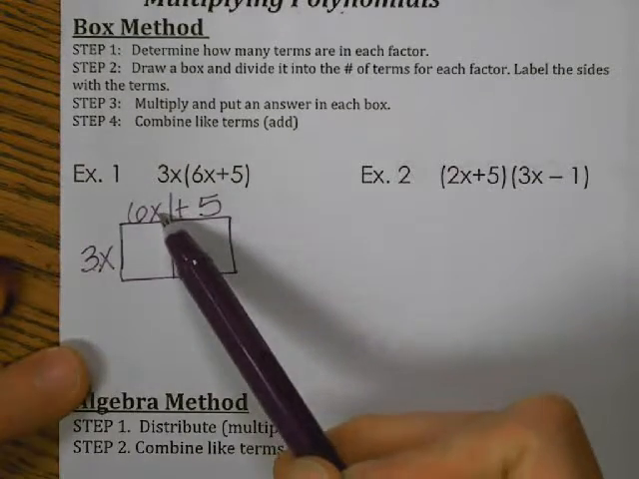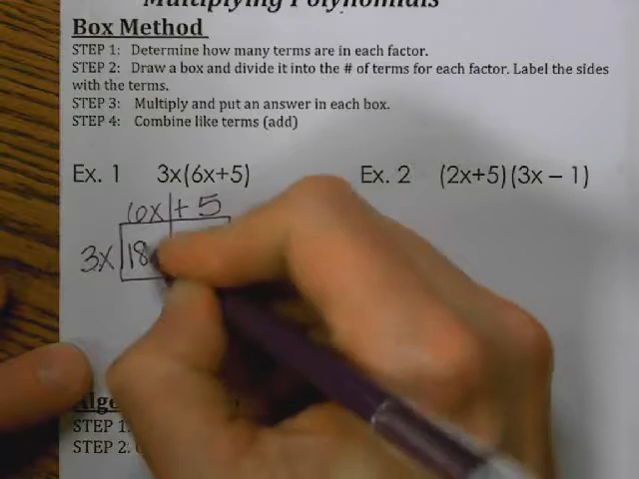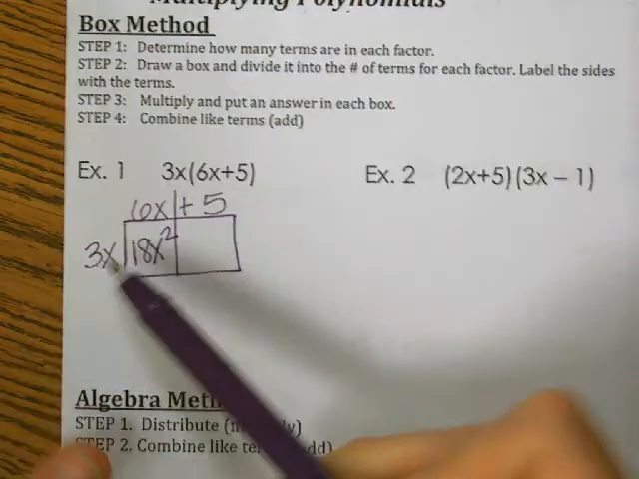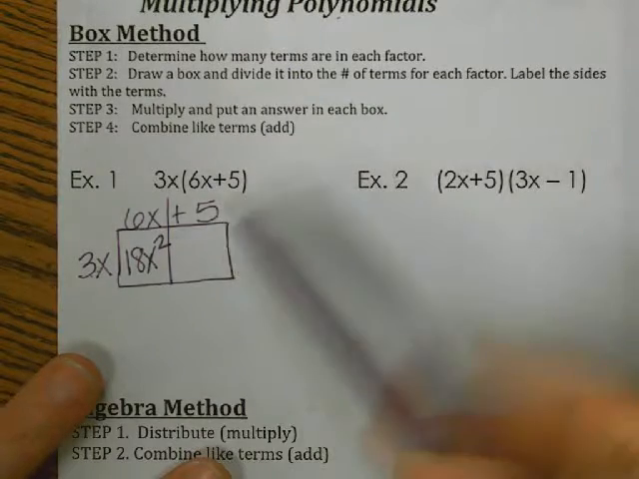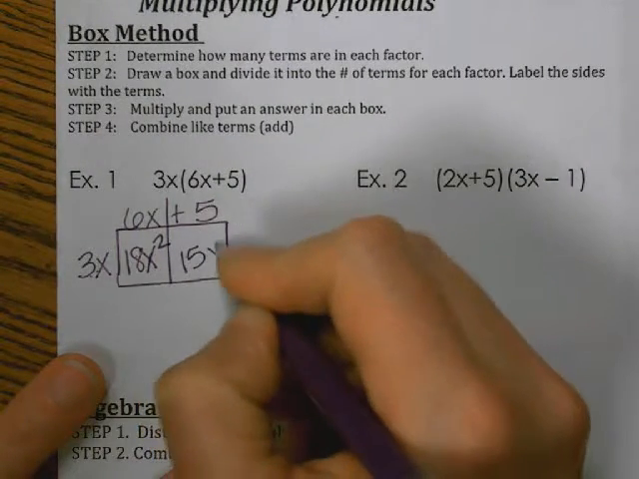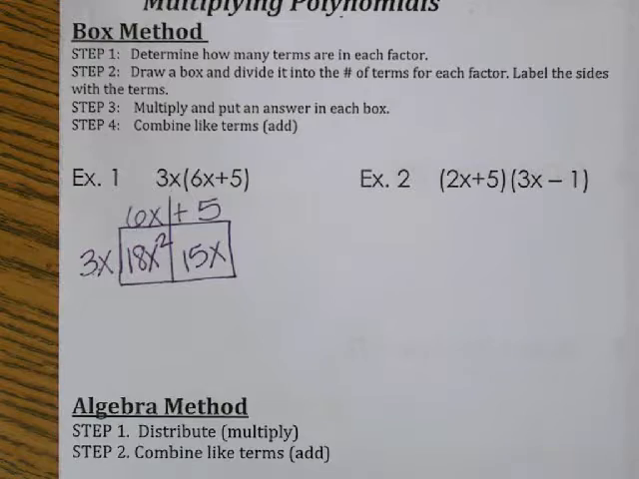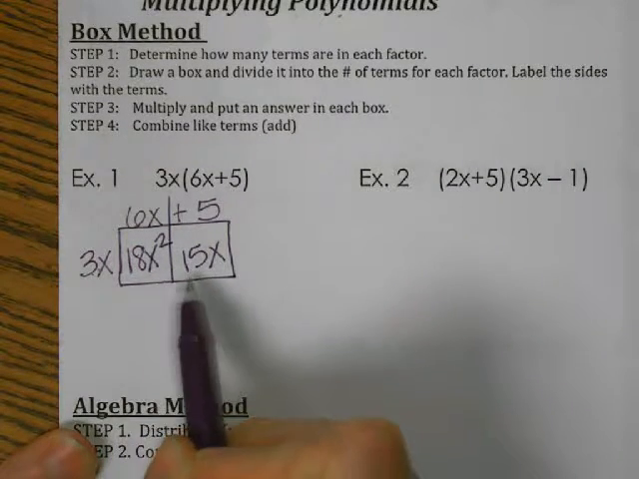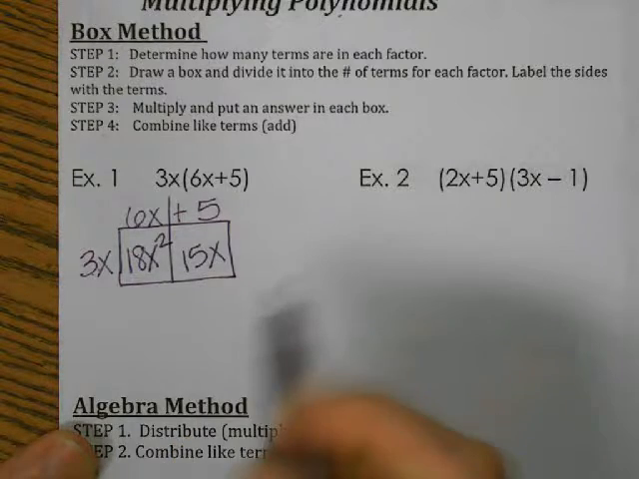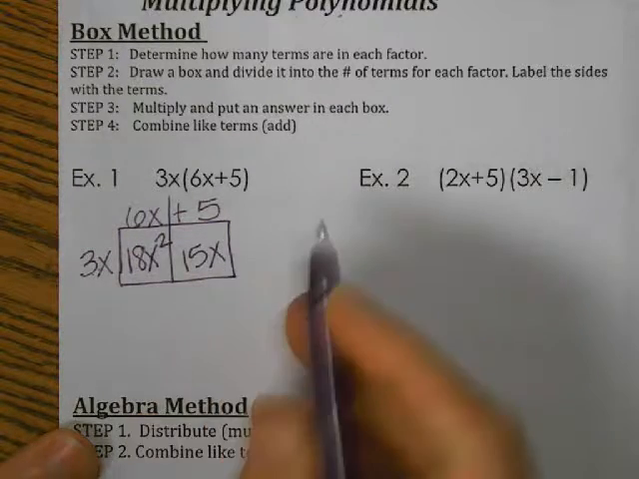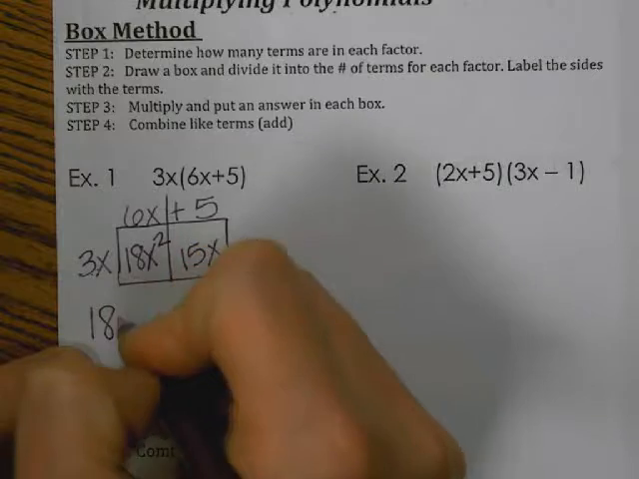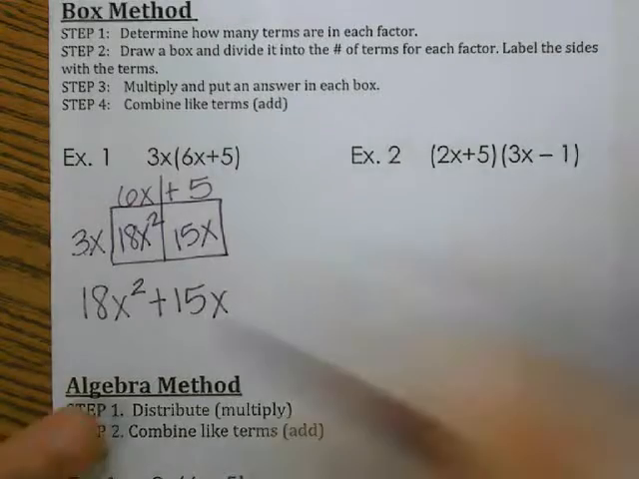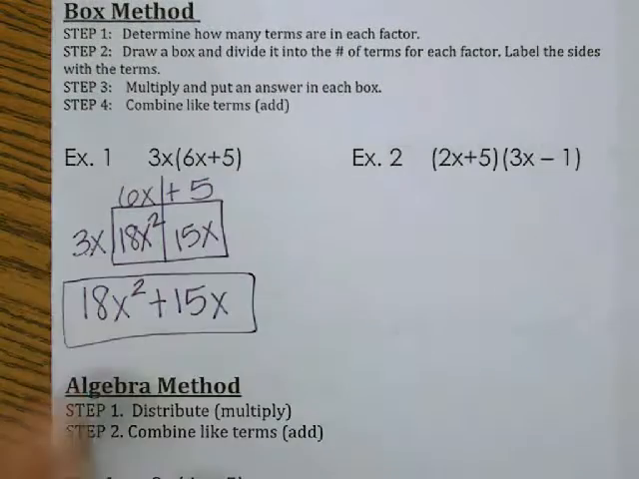And then you just multiply the outside. 3x times 6x is 18x squared. Okay? And then you do 3x times 5, which is 15x. Alright, once you're done, you just combine your like terms. Can I put anything together inside the box here? No, because this one's x squared, this one's plain x. So this is just 18x squared plus 15x, and that's my final answer.